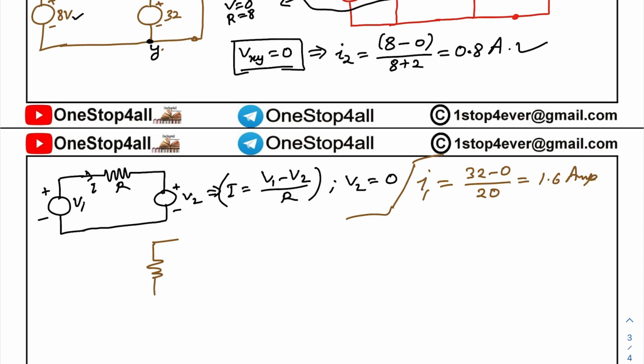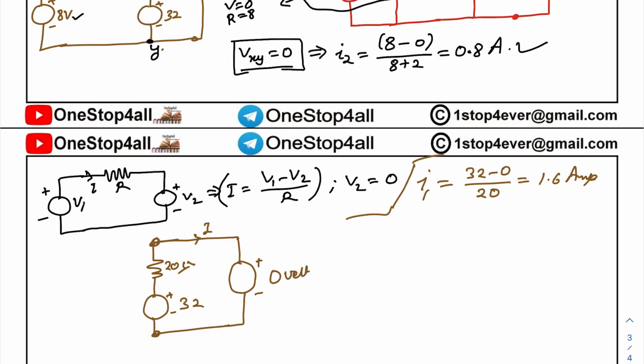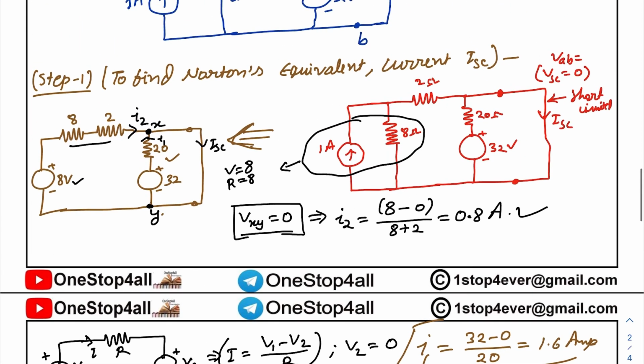This is like this one. This is your 32 volt and this is your 20 ohm resistance, and this terminal and this terminal is your 0 potential, means this is connected to your 0 volt, plus minus 0 volt. Okay, 0 volt, let it be like this one. So this circuit is like this one. So what we can write? I equal to 32 minus 0 by 20. Simple. So I1 and I2 we have calculated. Now from the above diagram, what we can write? ISC.